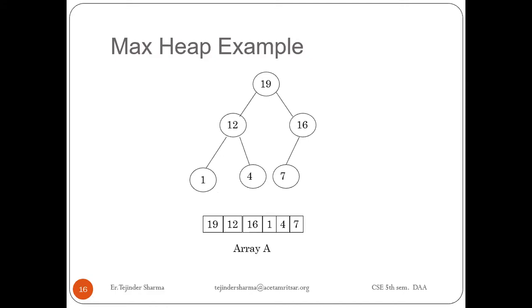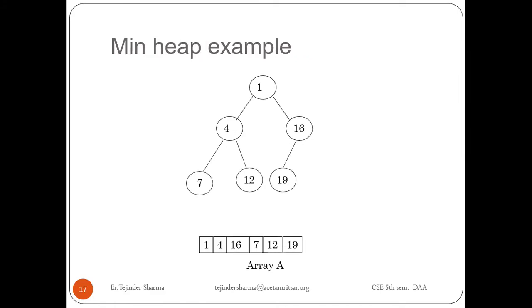So this is a max heap example. As you can see, the nodes have a greater value than their descendants. 19 is the parent node, the root node of the tree, which is greater than 12 and 16. 12 is greater than 1 and 4, and 16 is greater than 7. In a min heap, every value is smaller.